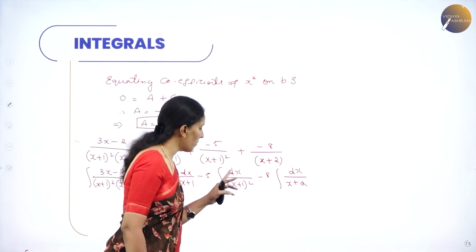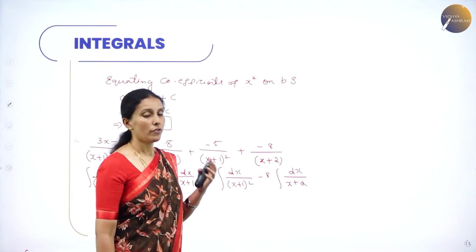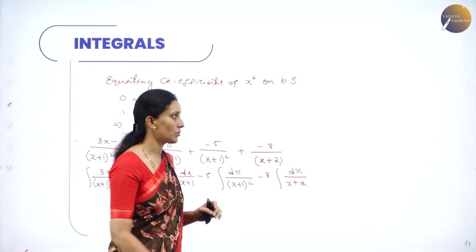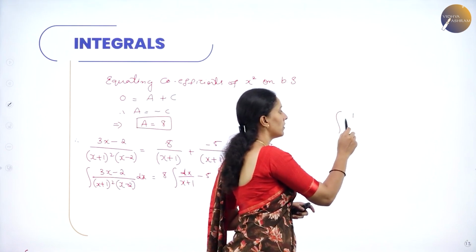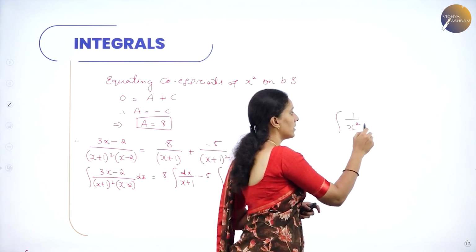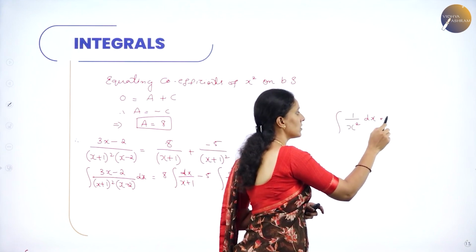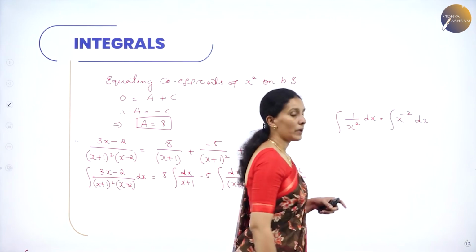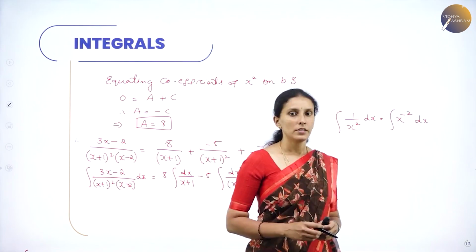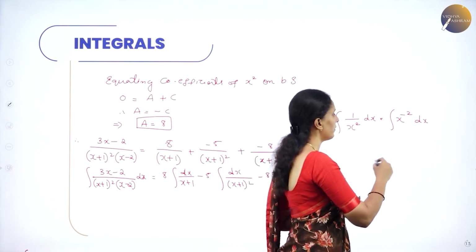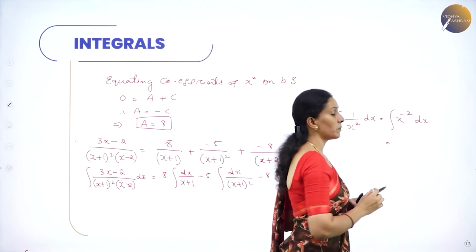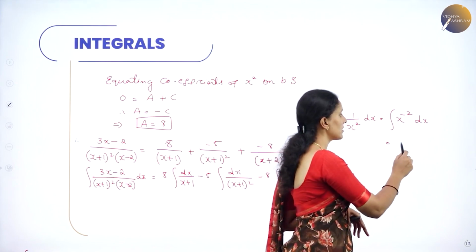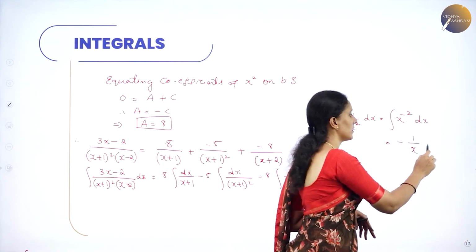But here this is in the form of 1 divided by x square. So when you have 1 divided by x square, what is the integral of 1 by x square dx? This is nothing but x to the power minus 2 dx. So it becomes minus 2 plus 1. Minus 2 plus 1 is nothing but x to the power minus 1. So we can write this as minus 1 by x plus c.